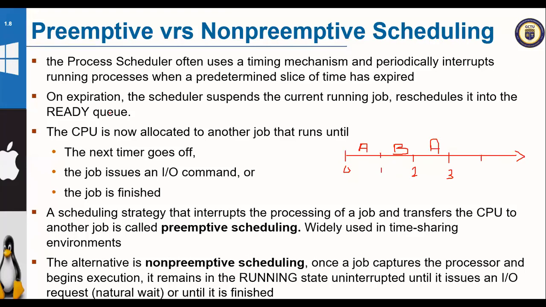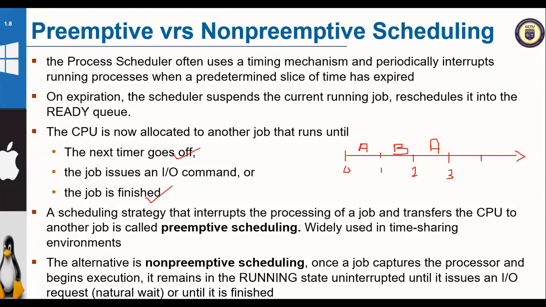So when the process scheduler suspends a job, the CPU is allocated to another job that runs until the next timer goes off. Sometimes when the job issues an IO, there is no need for the process scheduler to bring the job back to the CPU, because it is waiting on an input-output operation or until the job has finished its execution.